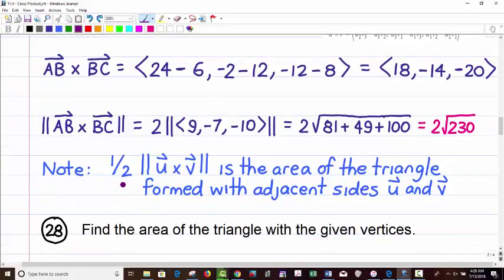And then I mentioned this earlier, the 1/2 of that would form the triangle. So it's half of that. So the area of that parallelogram would be 2 times the square root of 230.